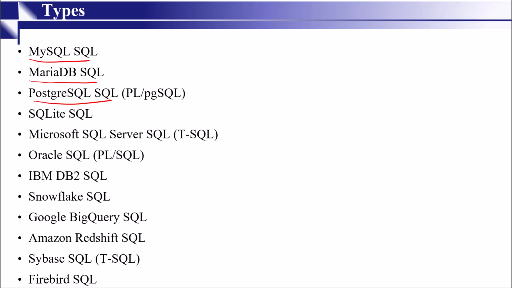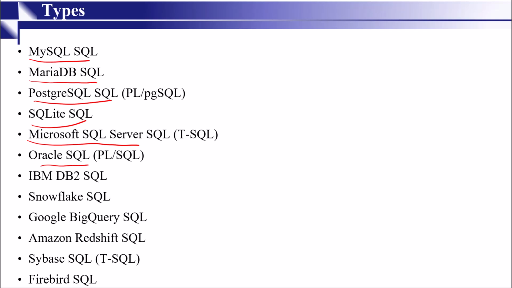This is extended with PL/pgSQL. This is for procedural programming, and it supports advanced features like JSON, arrays, and full text search. Then we have SQLite SQL. This is a lightweight SQL, and it is a serverless database designed for embedded systems with limited features, like restricted ALTER TABLE support. Then we have Microsoft SQL Server. This is used by Microsoft SQL Server, and it extends SQL with procedural capabilities like loops and error handling. This is ideal for enterprise Windows environments.